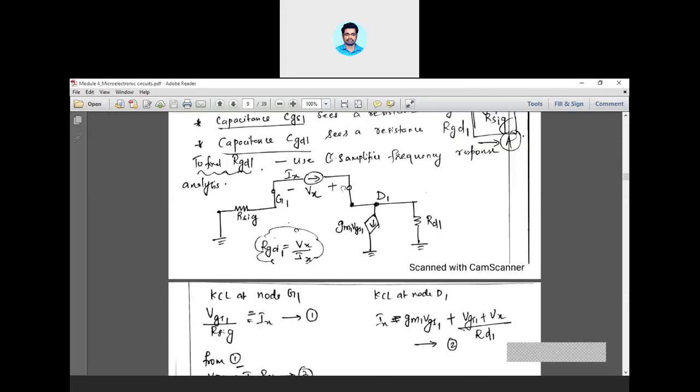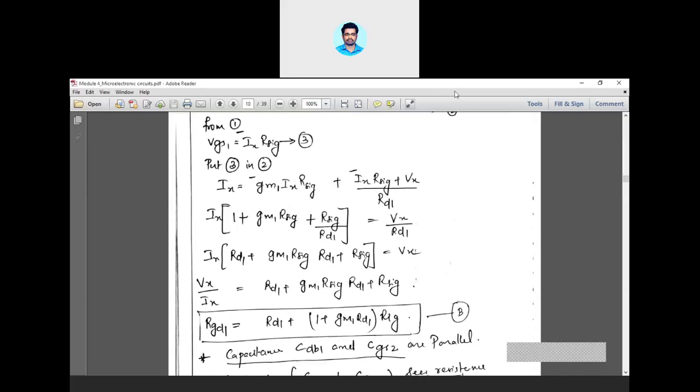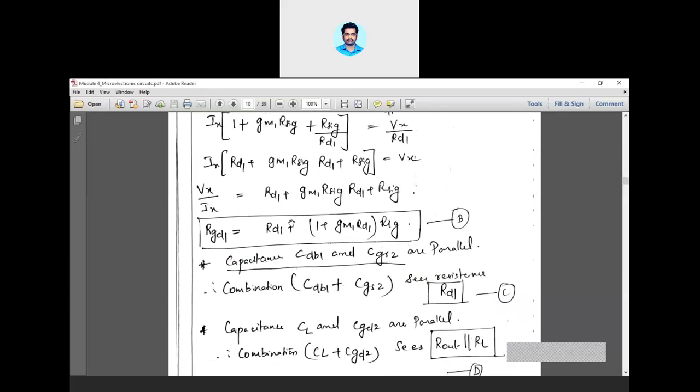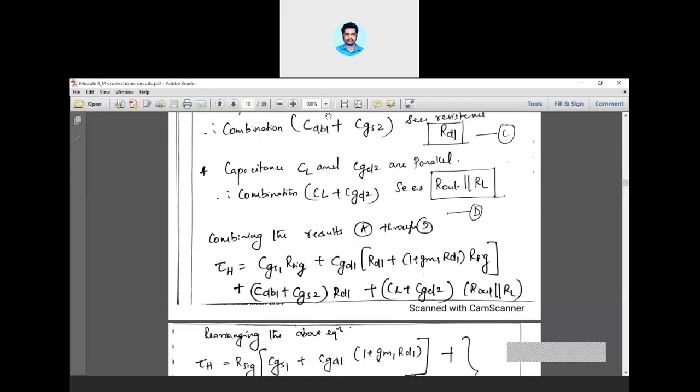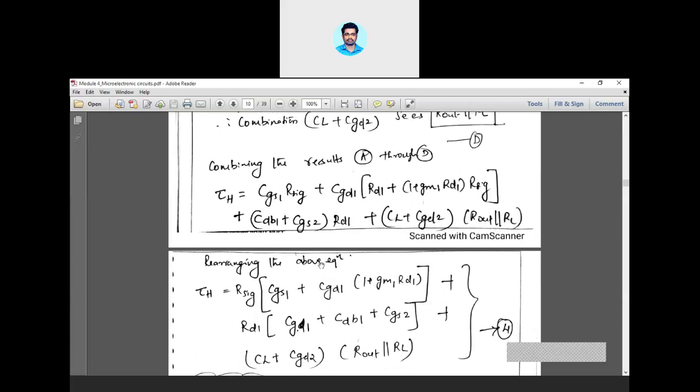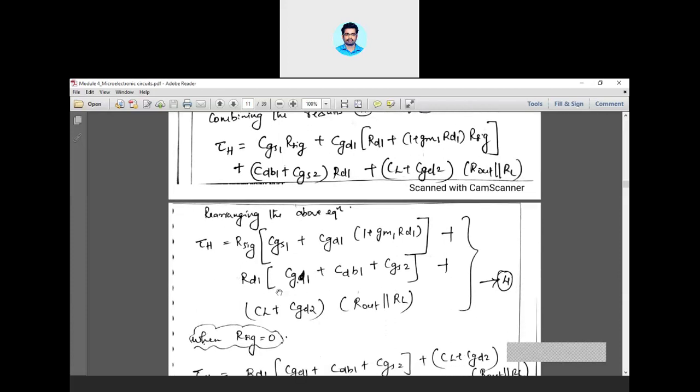Now coming to the second time constant, case B. What is case B? Here you have obtained this much resistance, multiplied by which capacitance? It is CGD1. This is the second time constant. Coming to the third term, this entire capacitance multiplied by RD1. This is the third time constant. And the fourth case, the total capacitance CL plus CGD2 multiplied by R out parallel RL. So adding all these four cases together, you will get the total time constant.